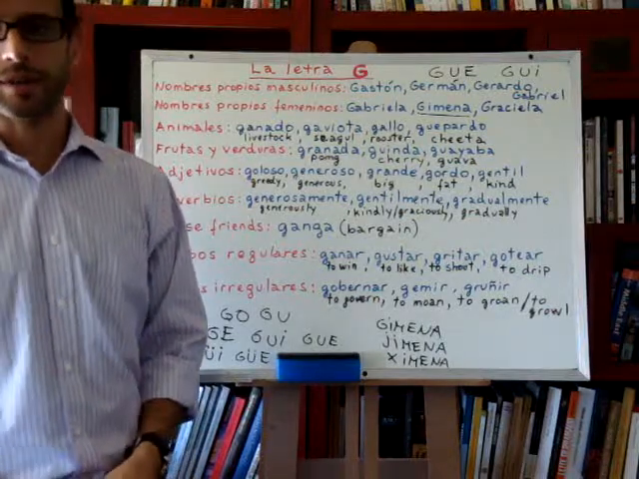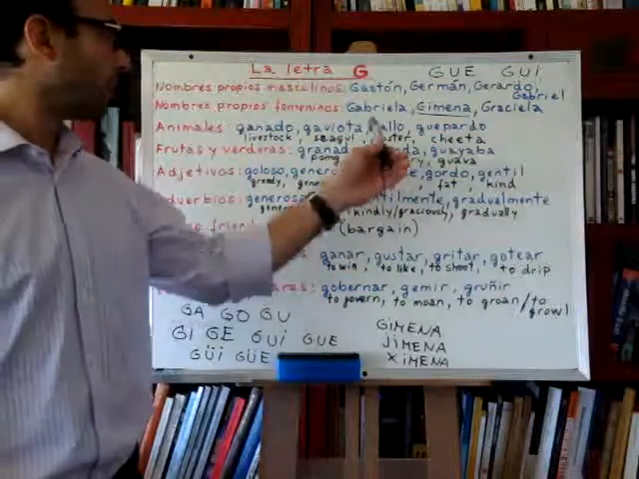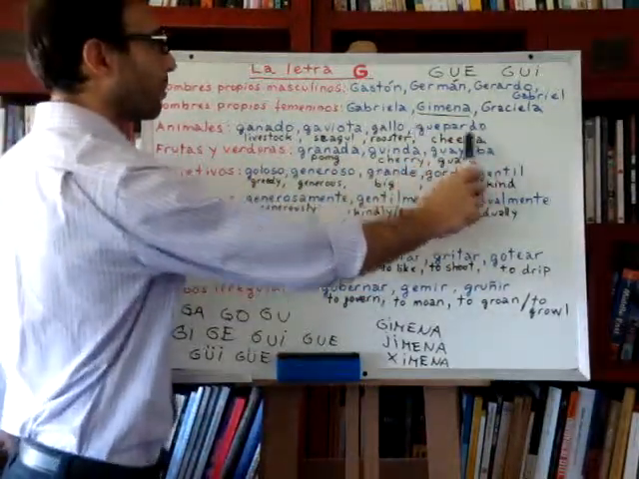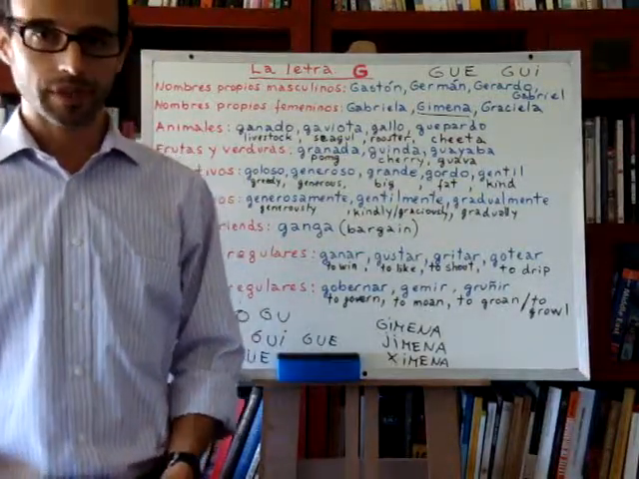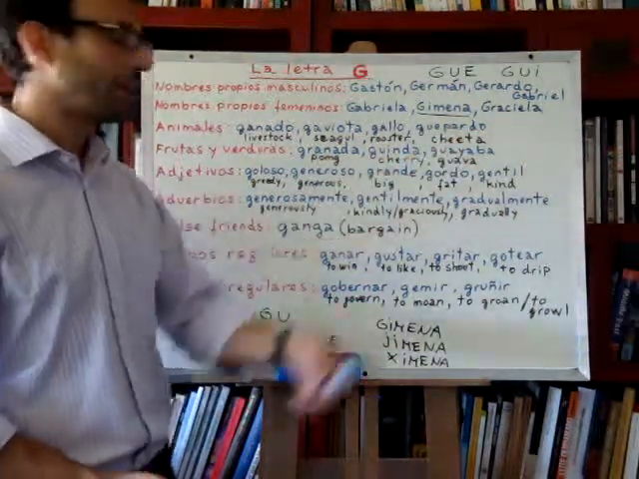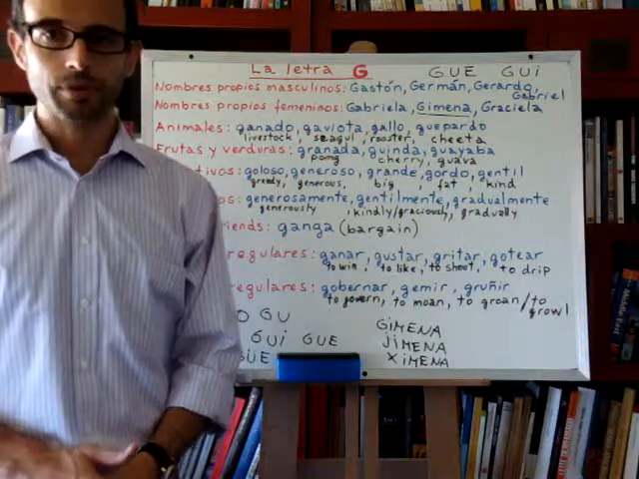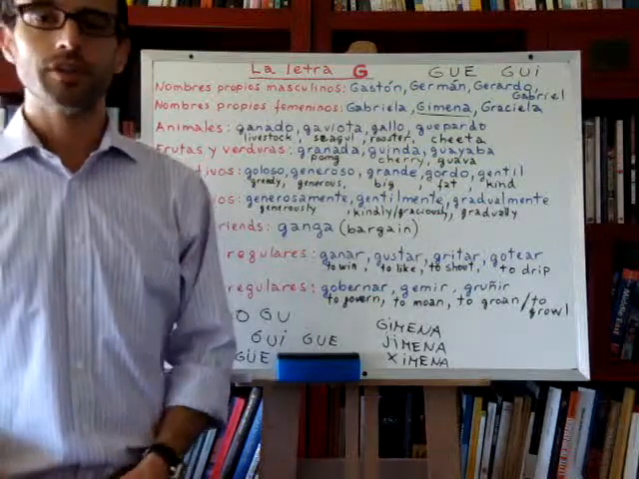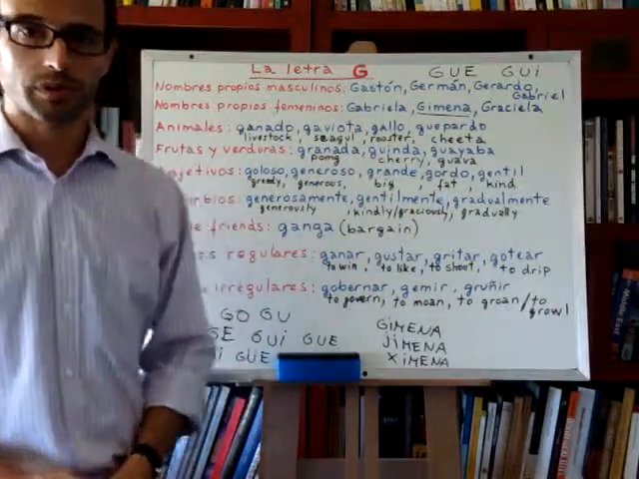Gallina is hen. Pollo is chicken. So gallo is rooster. We have also guepardo. Guepardo is the cheetah, right? The feline that runs very fast, okay? El guepardo es el animal más rápido del mundo. El animal terrestre más rápido del mundo. The cheetah is the animal that runs faster in the world, right?